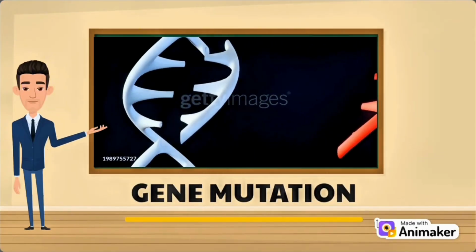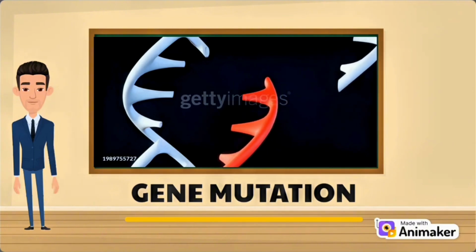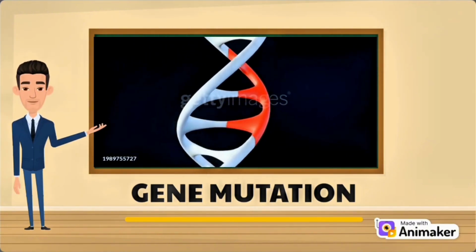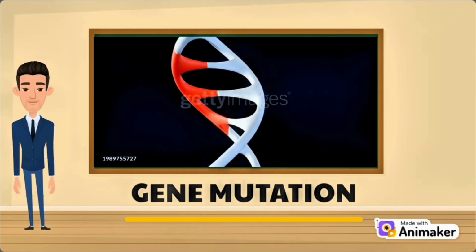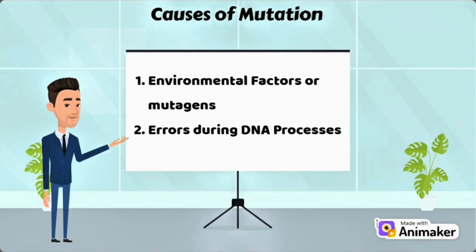A gene mutation refers to a permanent change in the DNA sequence of a gene. This alteration can affect how the gene functions or is expressed, potentially leading to changes in the traits or functions of an organism. There are two causes of mutation.